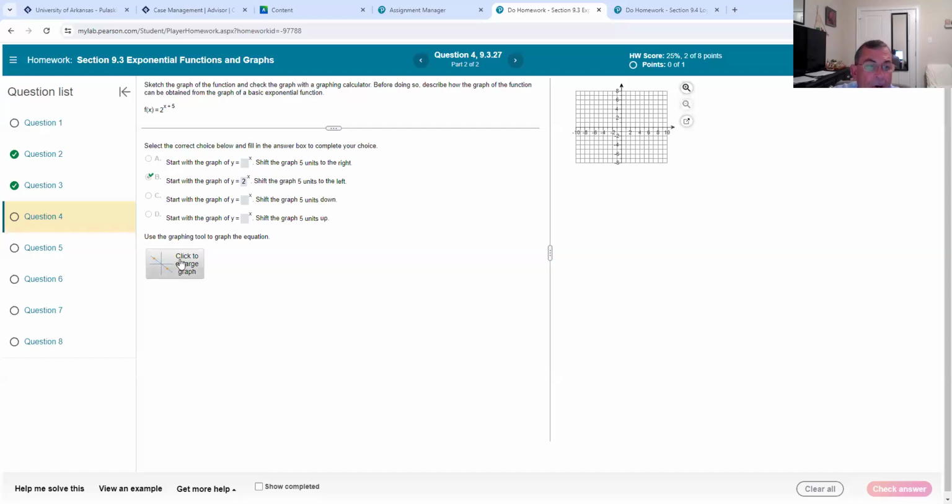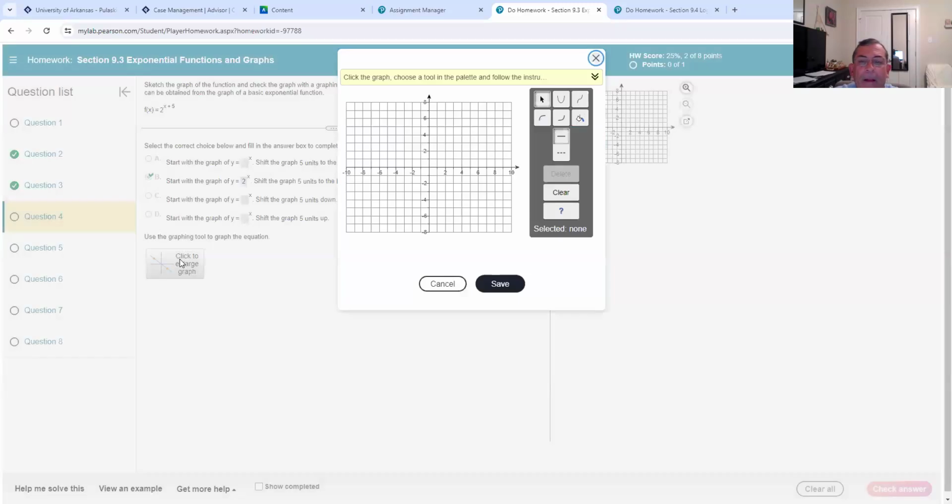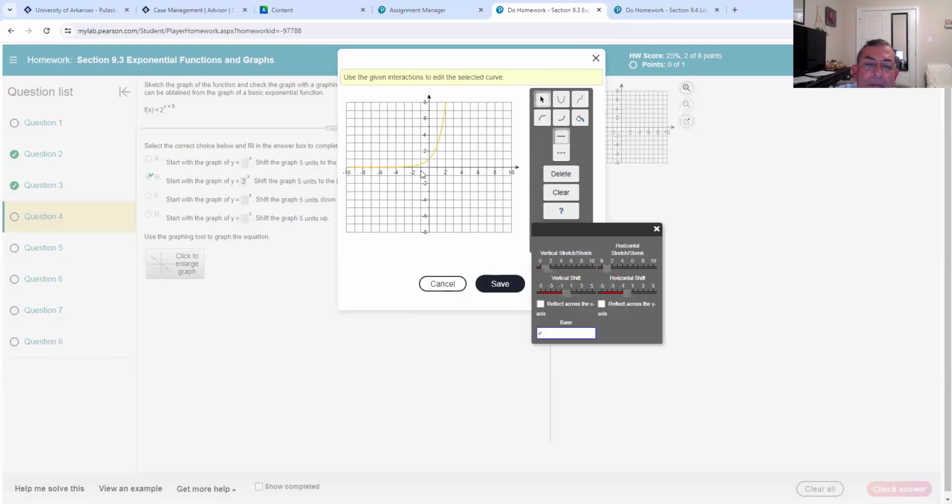So I'm going to click to enlarge graph. So the exponential, y'all, you're going to use the second row. The second tool says exponential. You click on that and then click on the graph. It's going to start it like a basic graph going through 0, 1. So we went horizontally left. So take the horizontal shift, move that to -5. As you move it, the graph moves left.